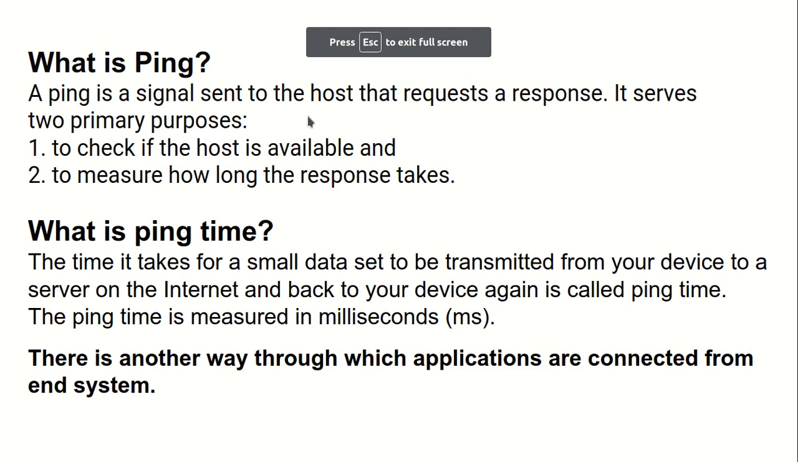Now you can see that it is showing me the definition of ping. Ping is a signal sent to the host. A host may be google.com, amazon.com or any other website. A ping sends a signal to the host that requests a response. So you are trying to request a response from google.com. You send that request to your host, google.com.